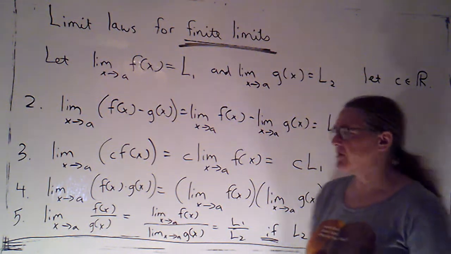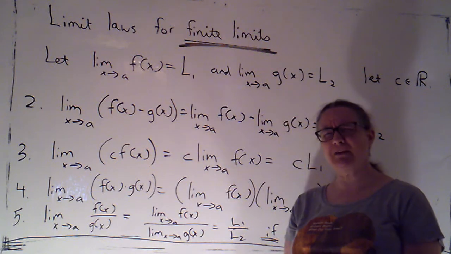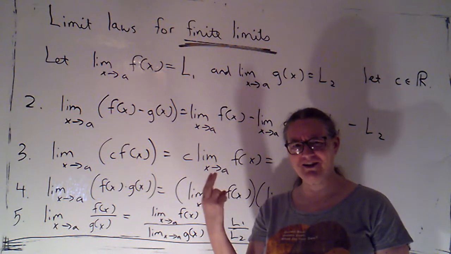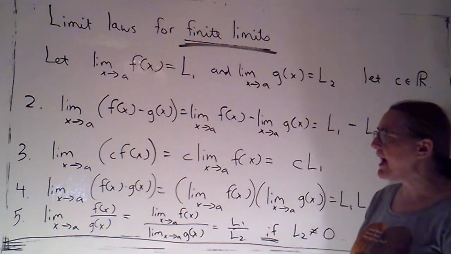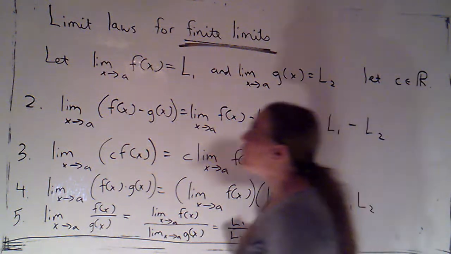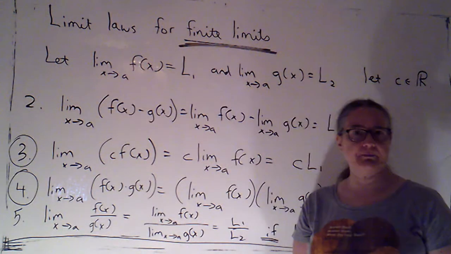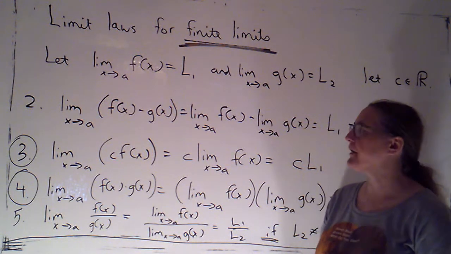Now, it may seem a little bit strange that there are 5 limit laws that deal with arithmetic because we only have 4 arithmetic operations. We've got addition, subtraction, multiplication, and division. The reason we have 5 rules is that both rules 3 and 4 deal with multiplication. One is just sort of a special case of the other.